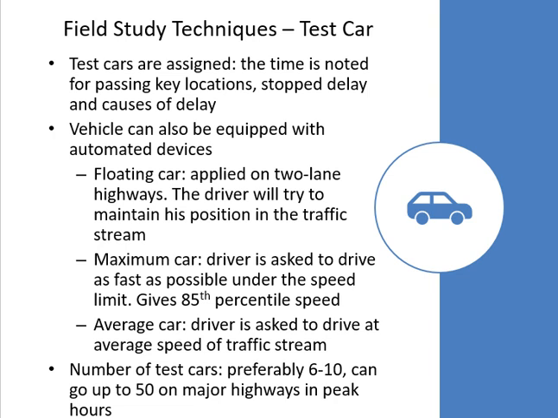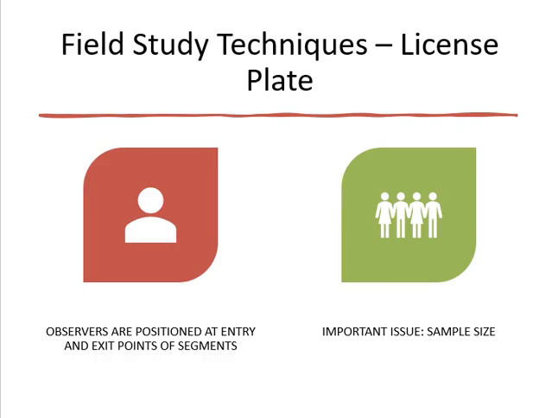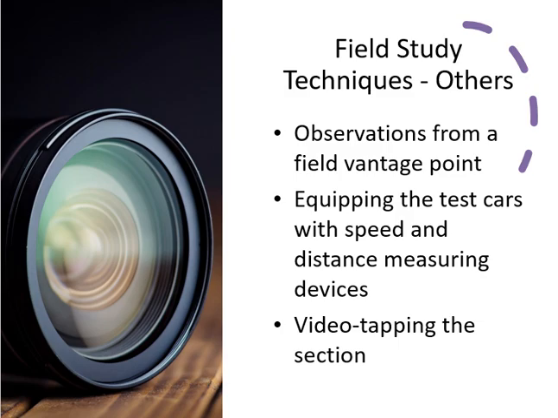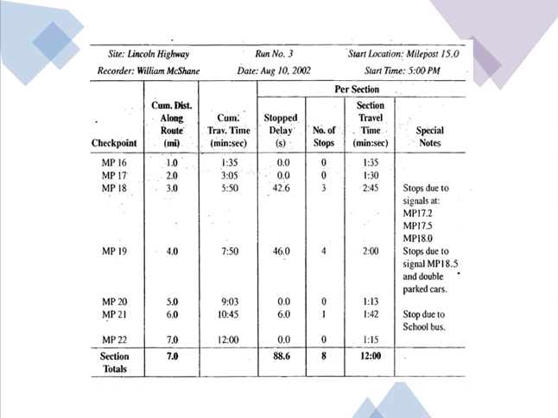One of those is the test car technique, and depending upon how and where you are using it, it can be sub-classified into maximum car, average car, or floating car. The main problem here is how many cars you should allow on the highway at one time. Then we have the license plate method, and some other methods which are variations of the first two techniques.